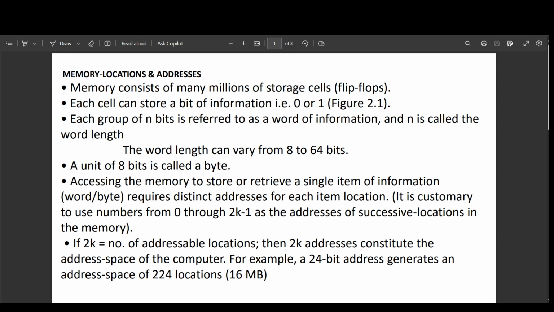So let's get straight into the concept. Memory location and addresses is the first topic in our part 2.